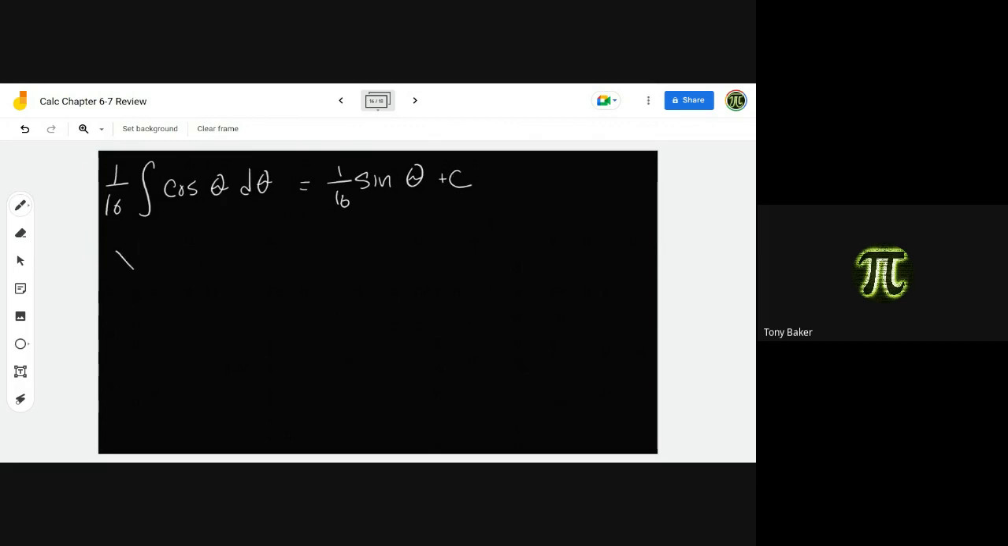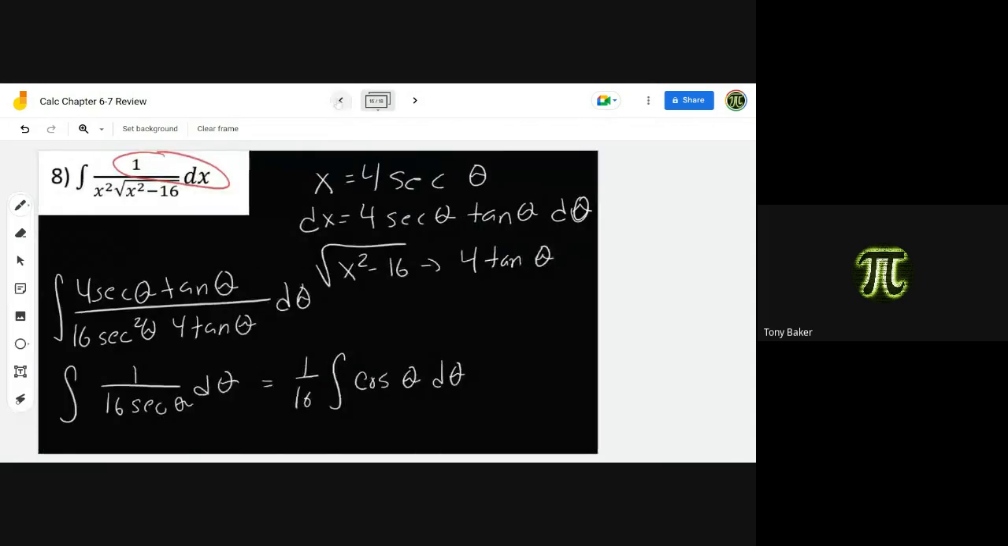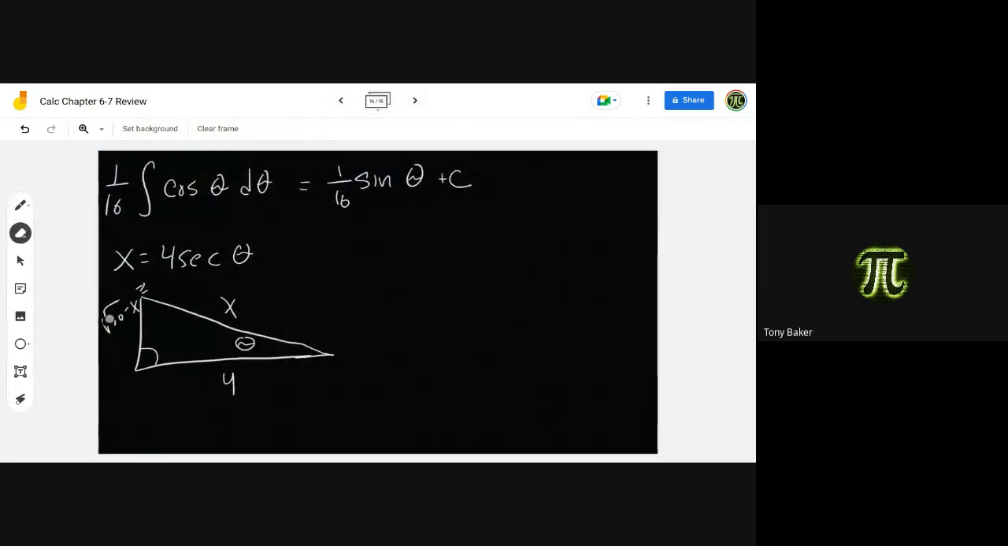So if we remember, my x was 4 secant theta. So if we look at my wonderful little triangle here, if that's theta, secant was hypotenuse over adjacent. So x over 4, and then the side is the square root of... of course, no, it's x squared minus 16, right? Because remember, the side piece is always the square root, the piece that's missing.